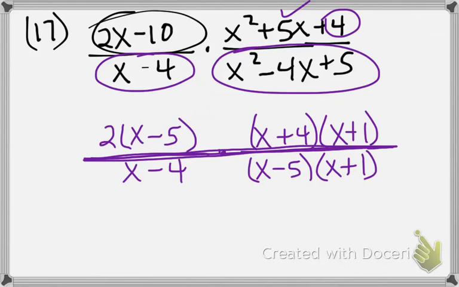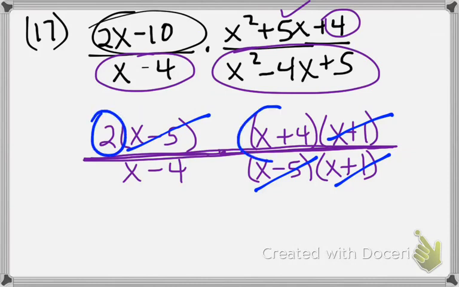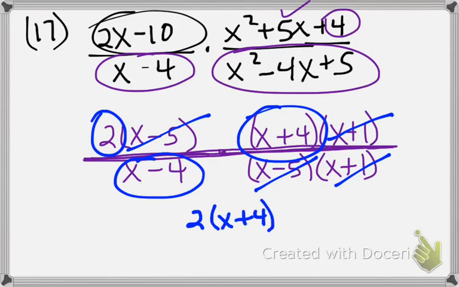It's basically just one giant problem. So I see x minus 5 in the numerator, x minus 5 in the denominator. I see x plus 1 in the numerator, x plus 1 in the denominator. X plus 4 and x minus 4 are not the same, so I have to leave that. So what I'm left with is this 2 times x plus 4 divided by x minus 4. So 2 parentheses x plus 4 divided by x minus 4.